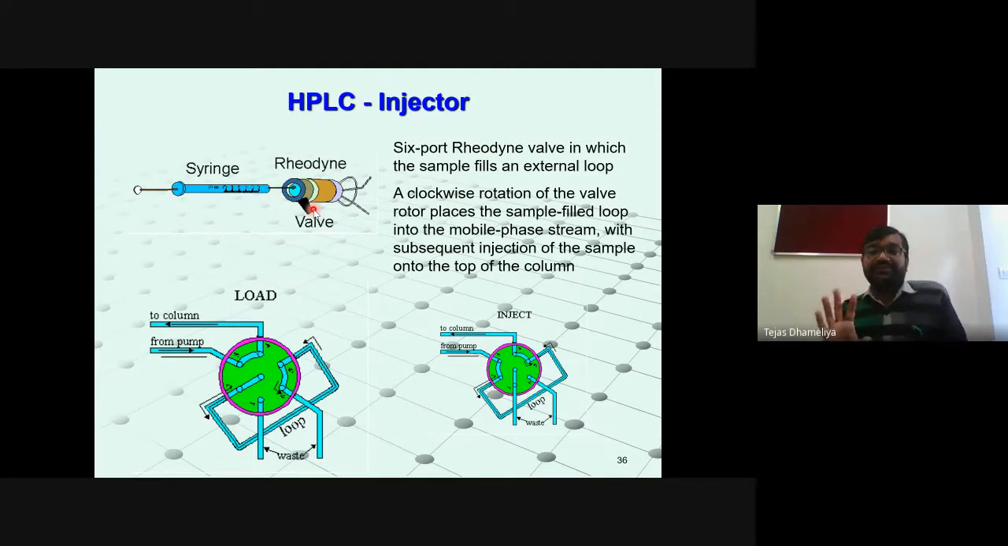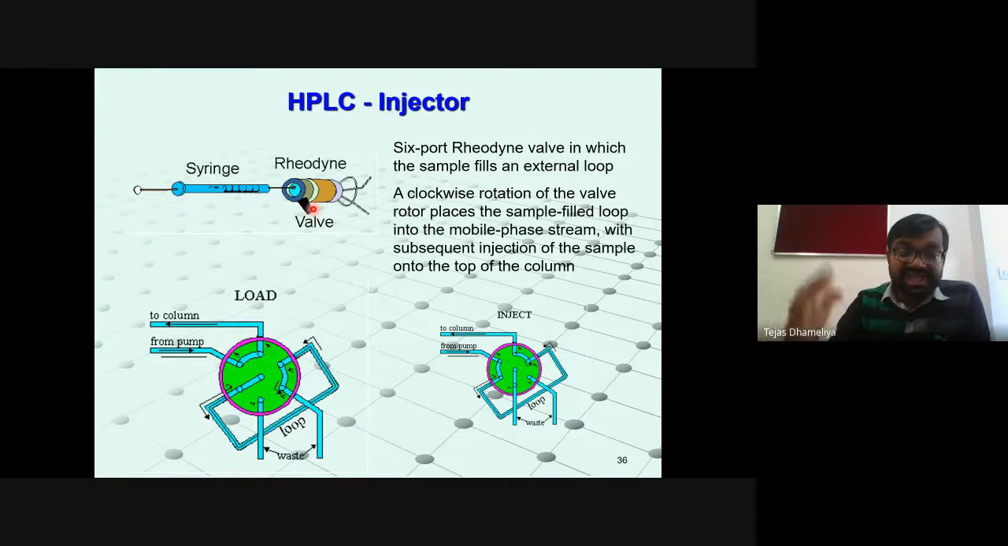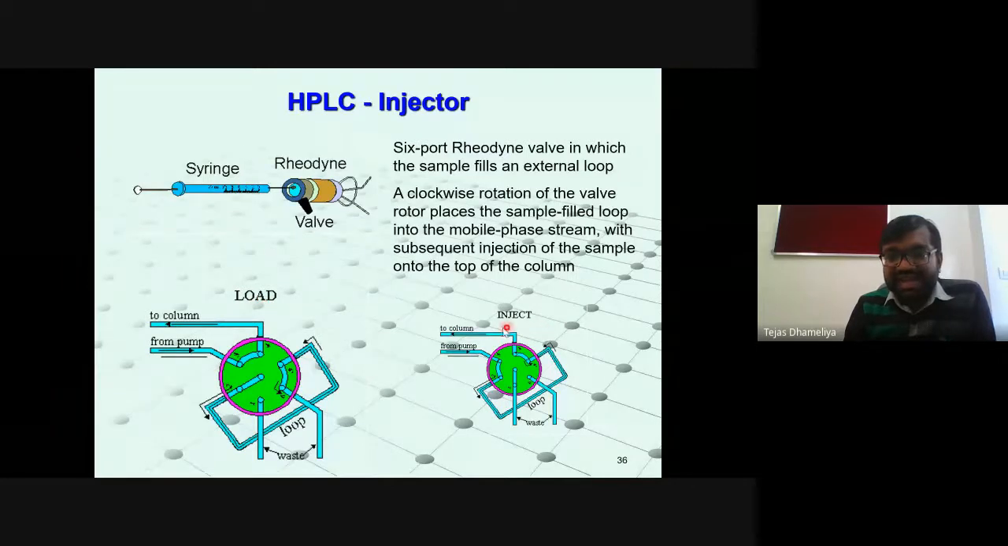What is actually happening with the help of this Rheodyne? Rheo means a kind of flow, and dynamics is also related to this. You might have heard about rheology, which is a science associated with kinetics, with movement. So here also there is a kind of movement: the movement of your solvent, the reservoir, and your sample. This is the diagram for load, and this is the diagram for inject.